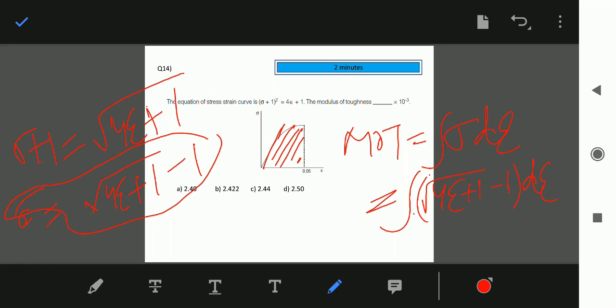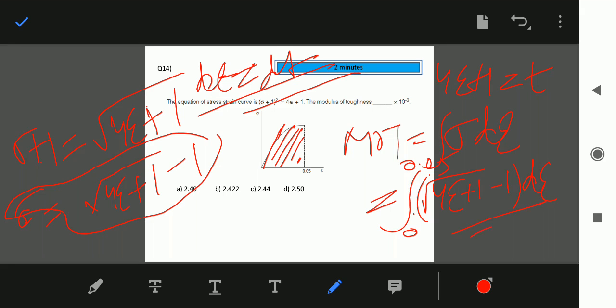So by this, from 0 to 0.05. Okay, on integrating this, substitute 4 epsilon plus 1 as t and d epsilon equals dt, and change the limit. By doing this, you will get the answer of the integration. Again, a slightly lengthy question to be solved in 2 minutes, but again a conceptual question. So a good question. Answer will be 2.422 on solving.